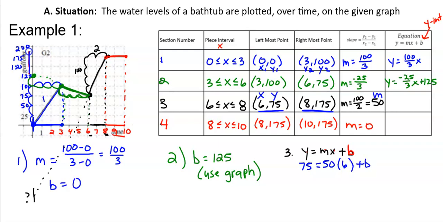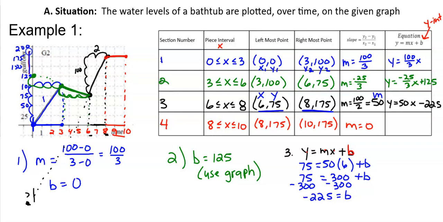At that point, pretty simple algebra. 50 times 6 is 300. Subtract 300 from both sides, and we're at negative 225 equals b. We're done. Go back up to where you're writing your equations. y equals 50x minus 225. And that makes sense. If you had followed this line back, it would be way down there in negative land, way down at negative 225.